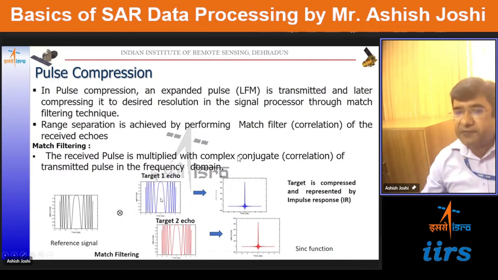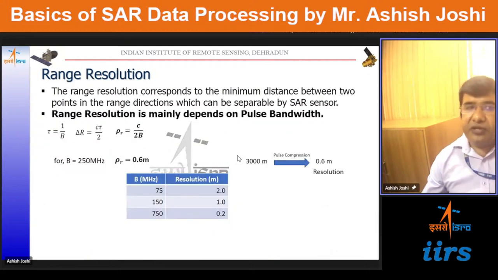So you can see this expanded pulse is now a much shorter pulse, and in this way we get much finer details, or much finer range resolution. This is the technique called the pulse compression technique, which is applied on the linear frequency modulated signals in SAR to get a better resolution in the range direction. The range resolution we get is given by the formula C by 2B.